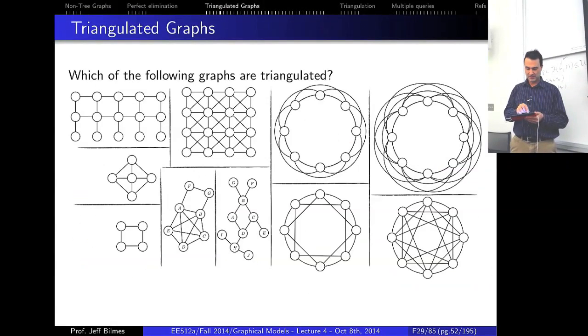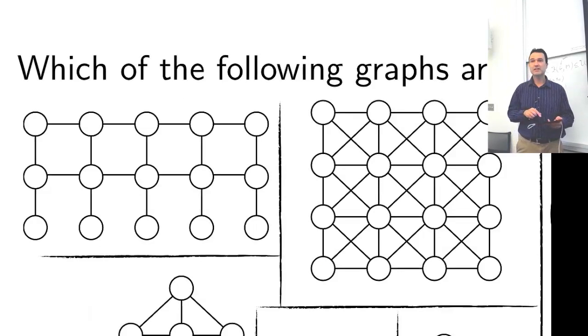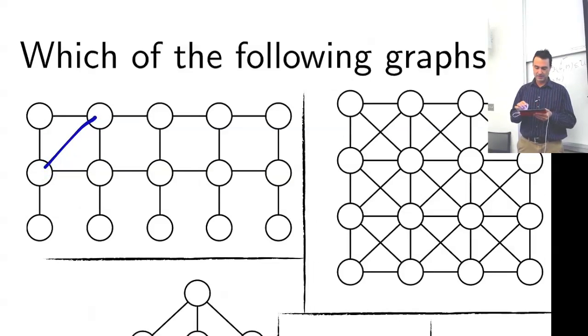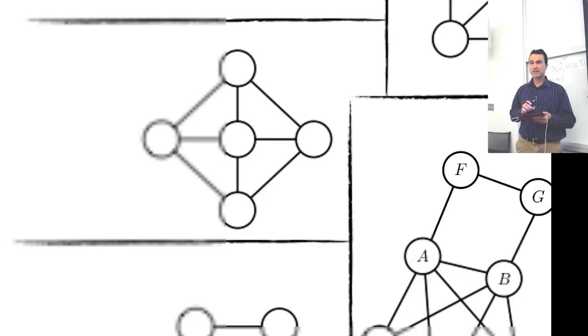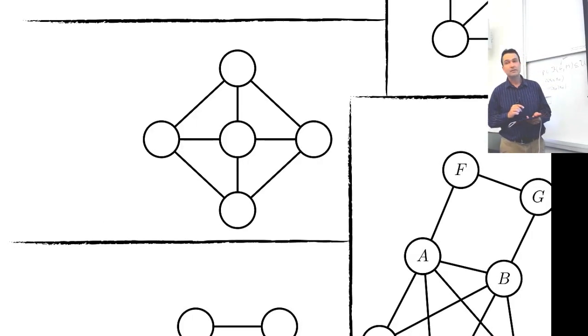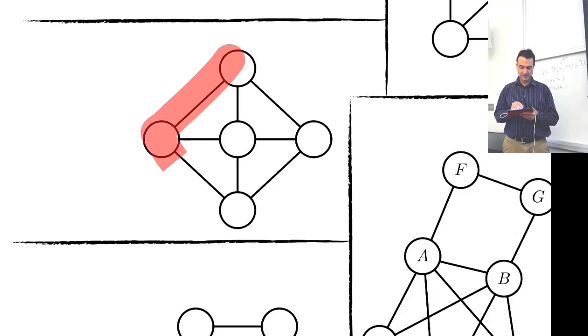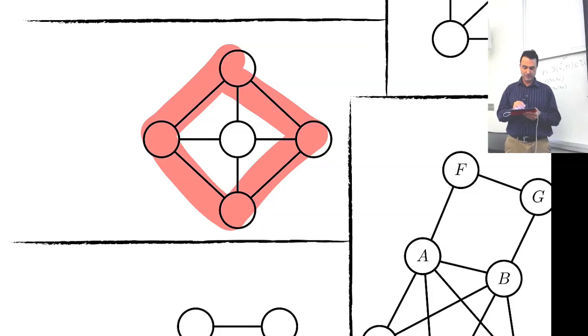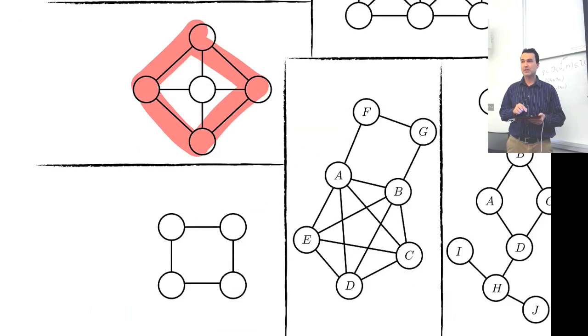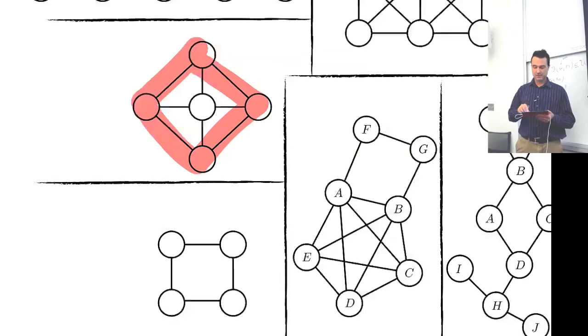Here are some new ones. So is this triangulated? No, and the reason why is because this cycle is chordless. How about this graph? Is this triangulated? No, and why? The four on the outside. That's right. There's an outer cycle. This one doesn't have a chord. It would need to have a chord. What about this four-cycle? Is this triangulated? No, that's an easy one.